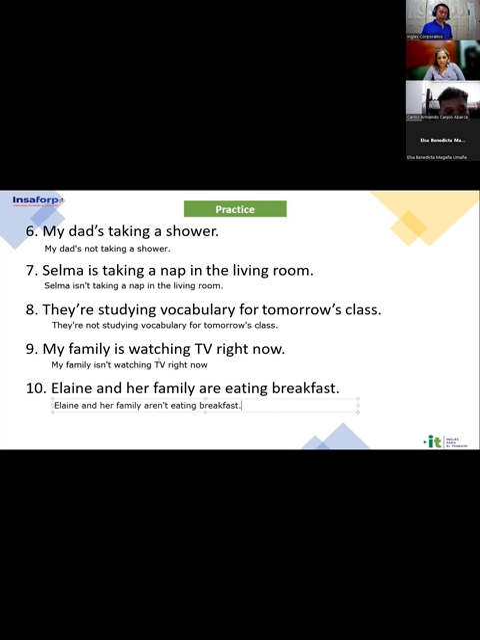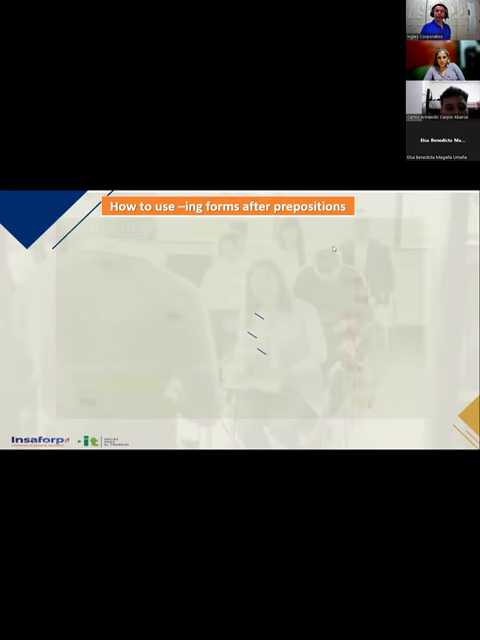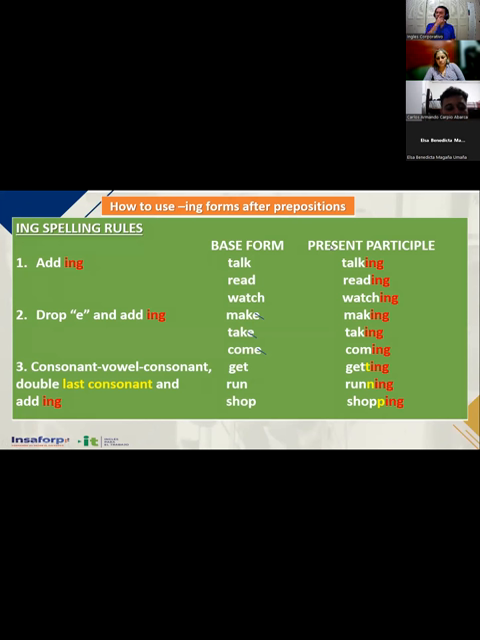That's it. Let me see how we are with the time. Yeah, we have time. Very good. Because there are many activities with the present continuous, right? Now, let me erase this. Let's continue. Good, class. These are the rules for making the present participle, right? Rule number one says you're going to add ing to most verbs. To the majority of verbs, you just add ing, right? Number two, if the verb ends in e, you drop the e, and then you add ing.